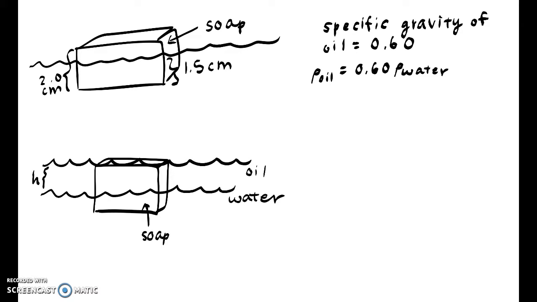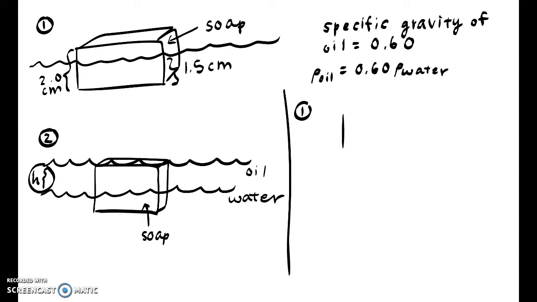So here we have two scenarios. The first scenario, we already know everything that's happening. But for the second scenario, we're asked to find this height h. So let's start off with the first scenario. So scenario 1. Since we're given that it's floating, we know that it's not going anywhere, which is to say that it's in equilibrium. So let's draw a force diagram of what's happening with our bar of soap in case 1.